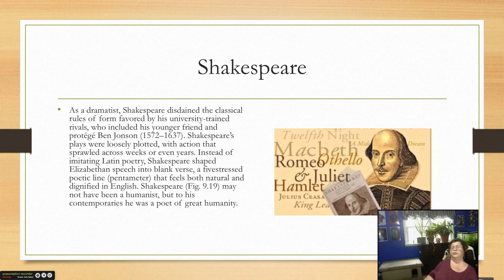Shakespeare's disdain for the classical rule of form was favored by his university-trained rivals, who included his younger friend and protege Ben Jonson. Shakespeare's plays were loosely plotted, with action that sprawled across weeks or even years. Instead of imitating Latin poetry, Shakespeare shaped Elizabethan speech into what's called blank verse, which is a five-stressed poetic line, pentameter, that feels both natural and dignified in English. Shakespeare may not have been a humanist, but to his contemporaries, he was a poet of great humanity.